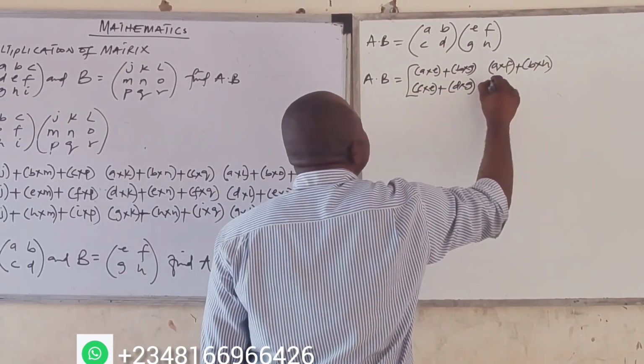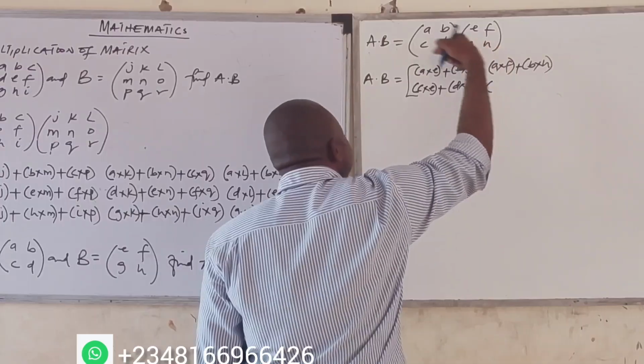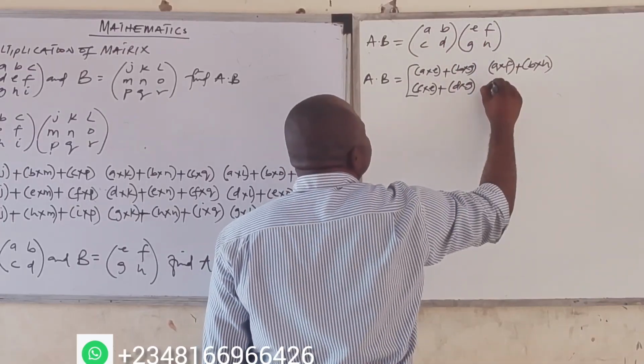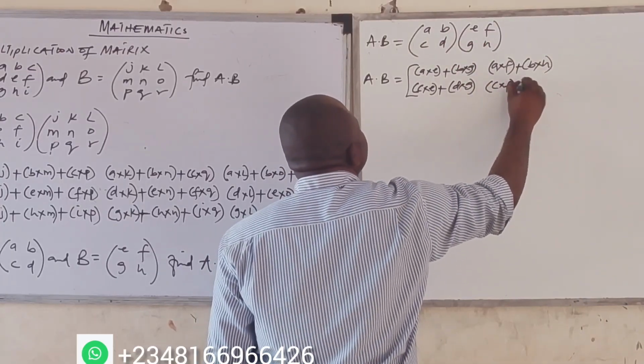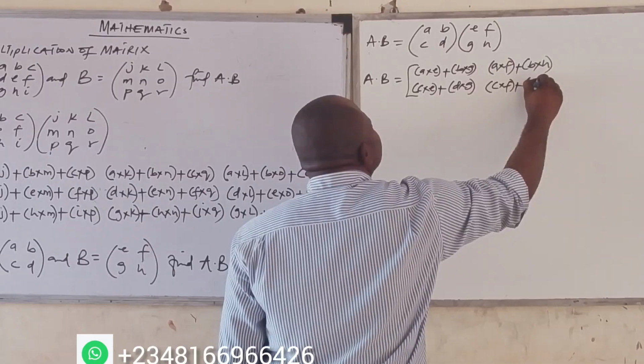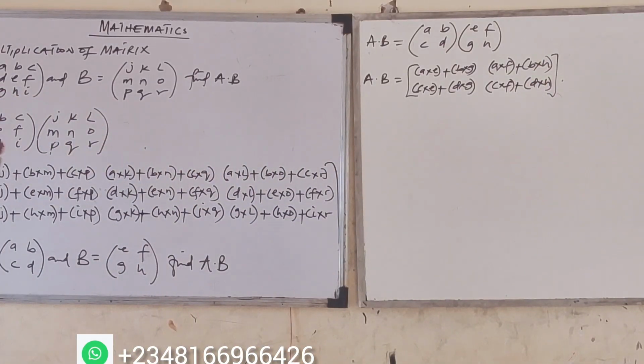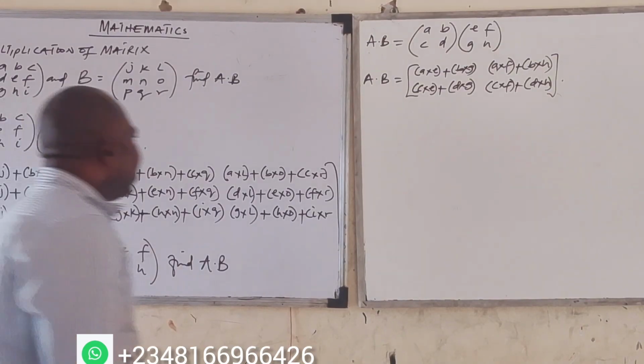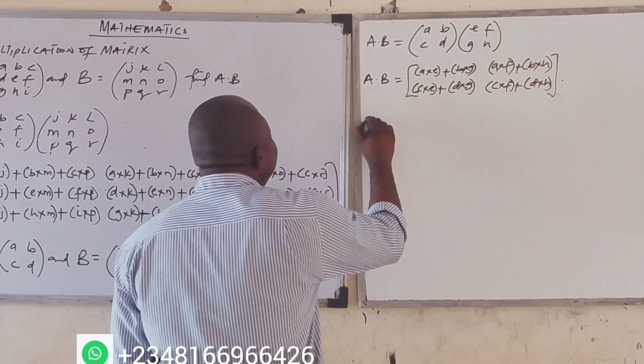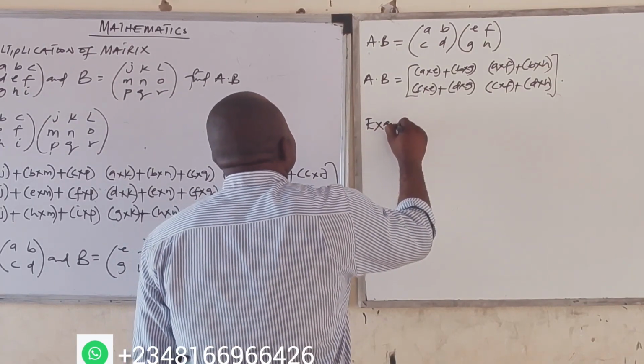Then the next one is the second row and the second column: C times F plus D times H. So the whole of this is our matrix A times B. Yes, A dot B. Now let's see an example. Example 1.